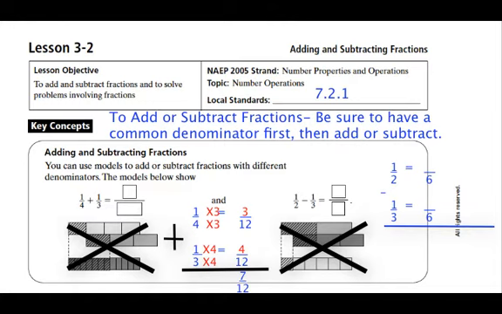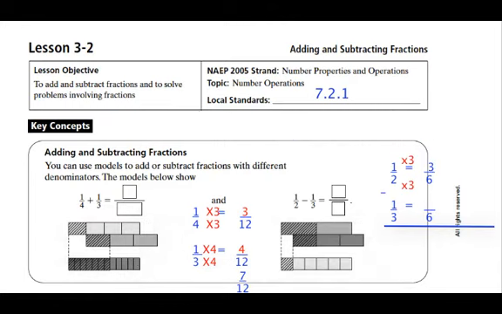2 times 3 is 6, so we have to multiply 1 times 3. So we end up with 3/6. And then we look at 1/3. 3 times 2 is 6, so we multiply 1 times 2, so we end up with 2/6. So we have 3/6 minus 2/6, which is 1/6. Again, that's simplified, and that's all you have to do for the problem.